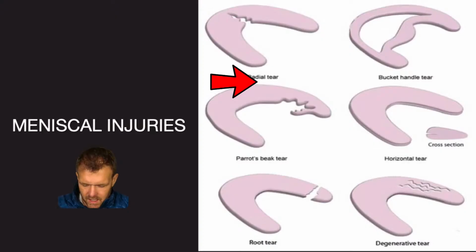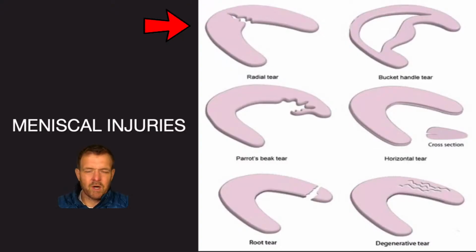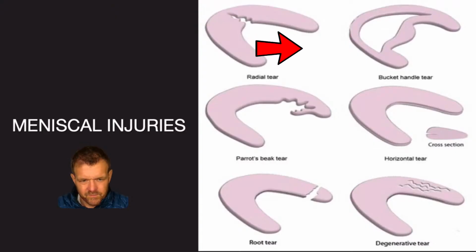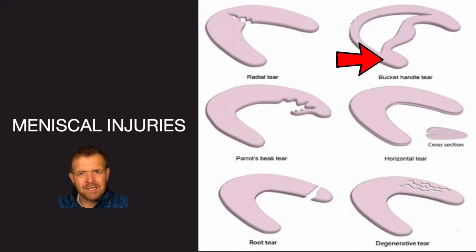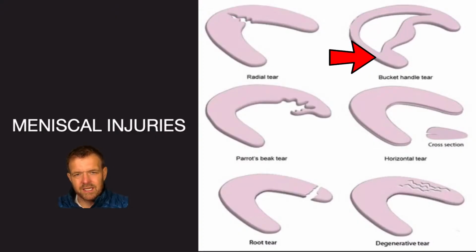Cool. So that's the meniscus and the ACL, and these we didn't get this far, so this is quite good to see. So we've got the different types of meniscus injury. If you read an MRI report, you might see these come up on the report. So we've got a radial tear. That bucket handle is quite a common one to hear about. Oh, I've got a bucket handle tear of my meniscus. That's what it looks like. It is literally like a bucket handle. Hence the name.